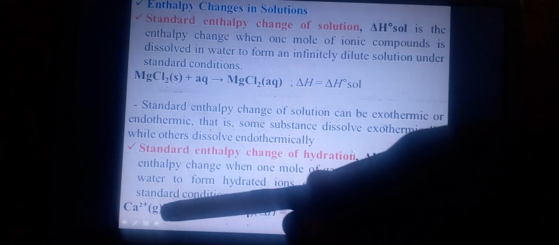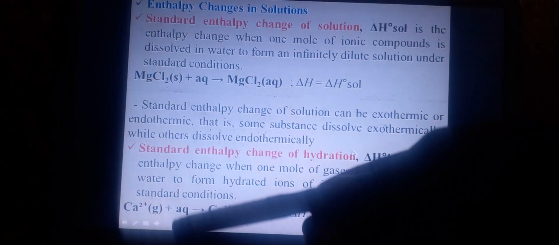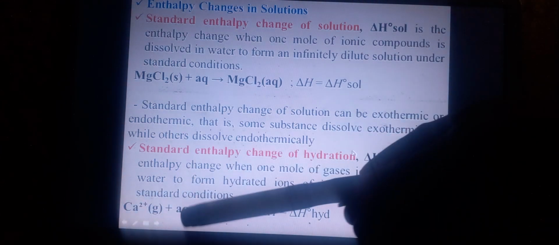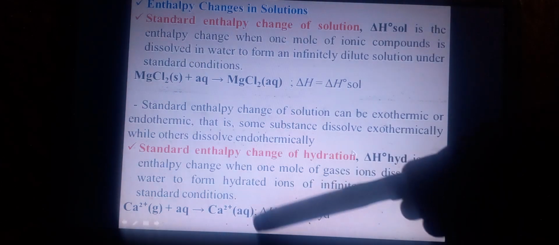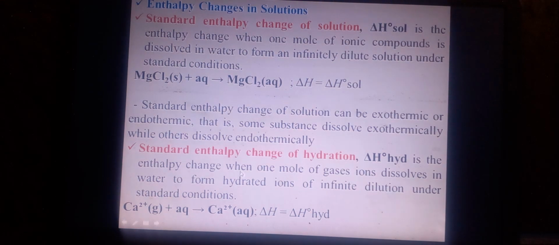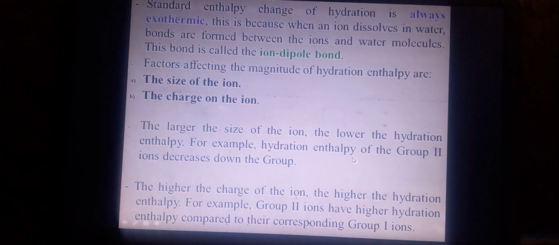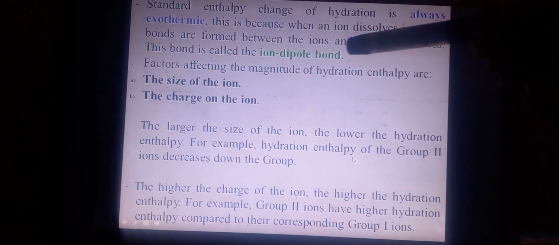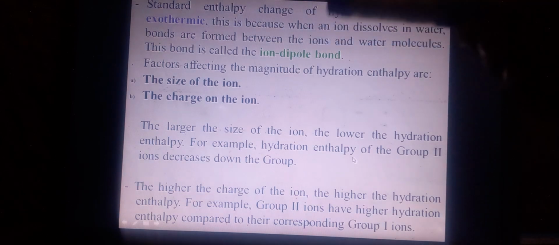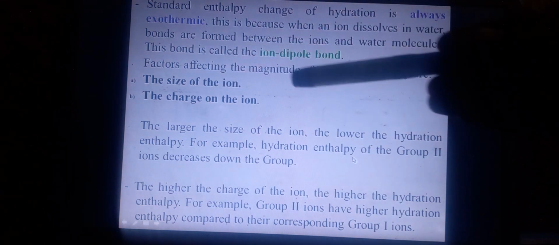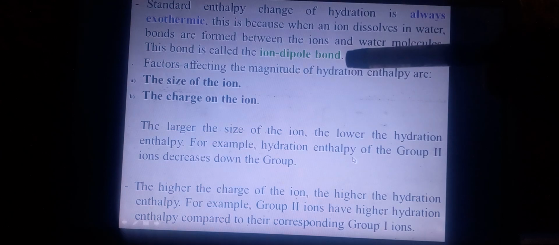So you have an example of a calcium ion in gaseous state. When it becomes solvated, or surrounded with water molecules, it will change from gaseous state to aqueous state. The amount of heat given out is quantified in terms of enthalpy change. So that is enthalpy change of hydration. Standard enthalpy change of hydration is always exothermic, meaning that heat is usually evolved or released to the surroundings. This bond is called the ion-dipole bond.